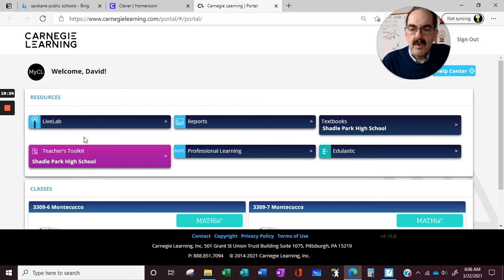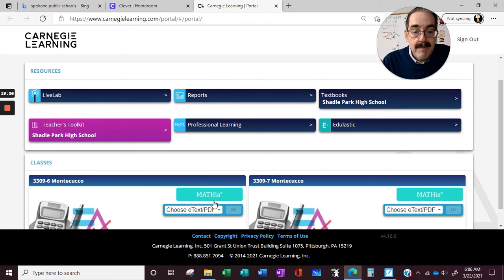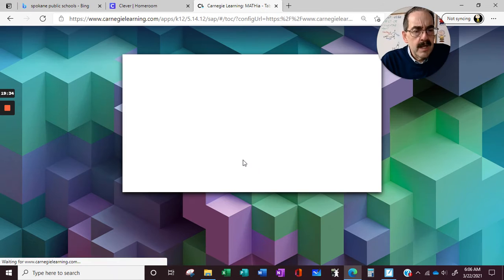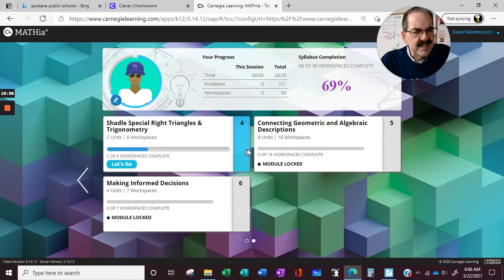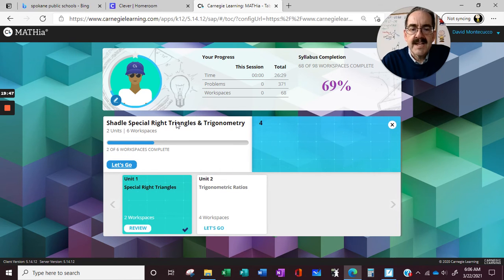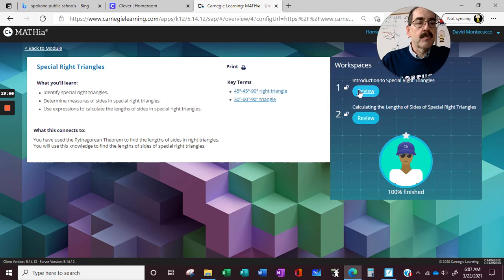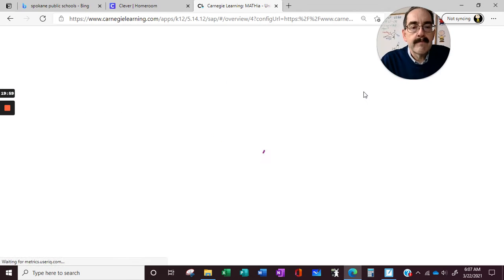And then, once we're here, we have to click on our Mathia button. Everybody click on the Mathia button, not the textbook. This week, we're working on special right triangles. Everybody find the box that says special right triangles. This is an added item, so it should be labeled number 4. We want to go look at special right triangles. We're just going to review it, and then we'll calculate.